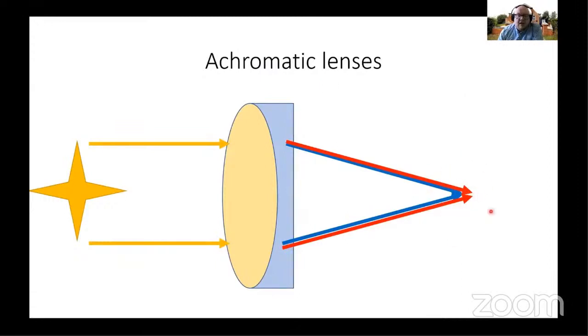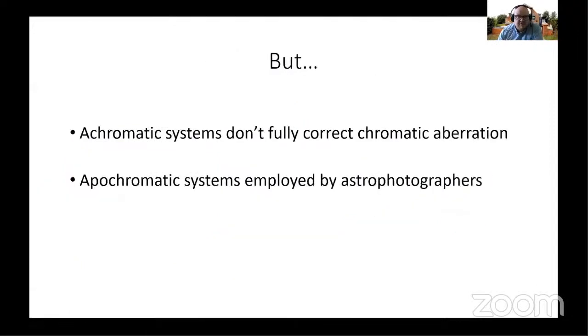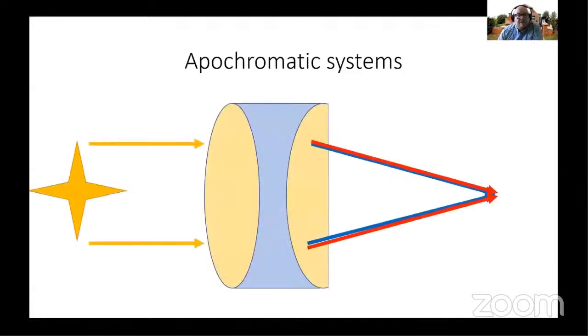But there's still quite a large amount of chromatic aberration with this system. So they don't fully correct for chromatic aberration. And then in more recent times, people have come up with these apochromatic systems. And this consists of even more lenses in the system. Here we've got the starlight coming in, it's being refracted, and now you can see the blue and red light are much more closely aligned and coming to focus. So apochromatic systems generally can be regarded as having minimal chromatic aberration.